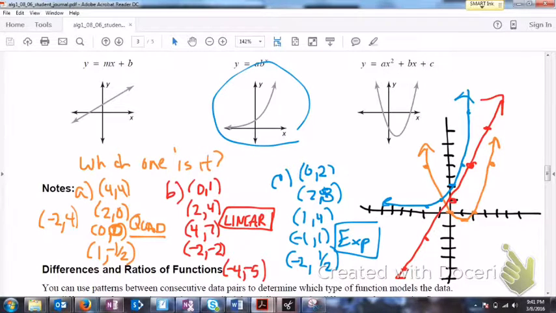So the first way we'll learn how to figure out which one it is, just by graphing. And we've graphed all these in the past. We can tell what they are.